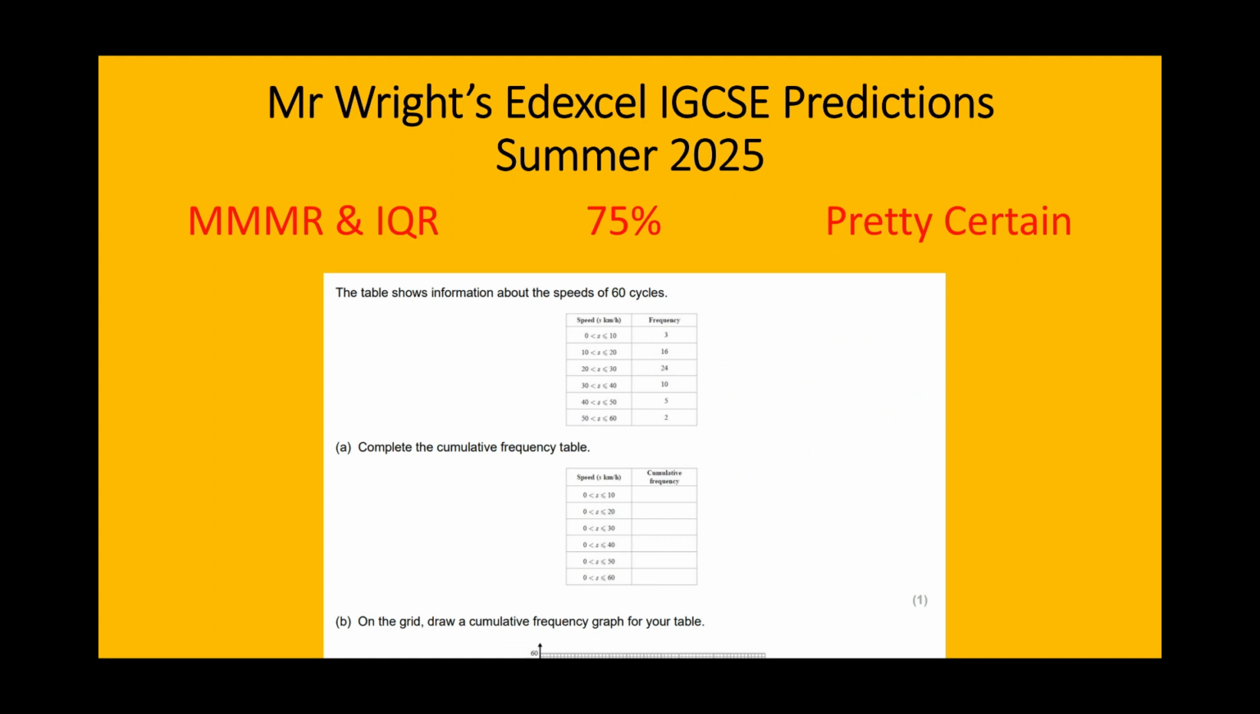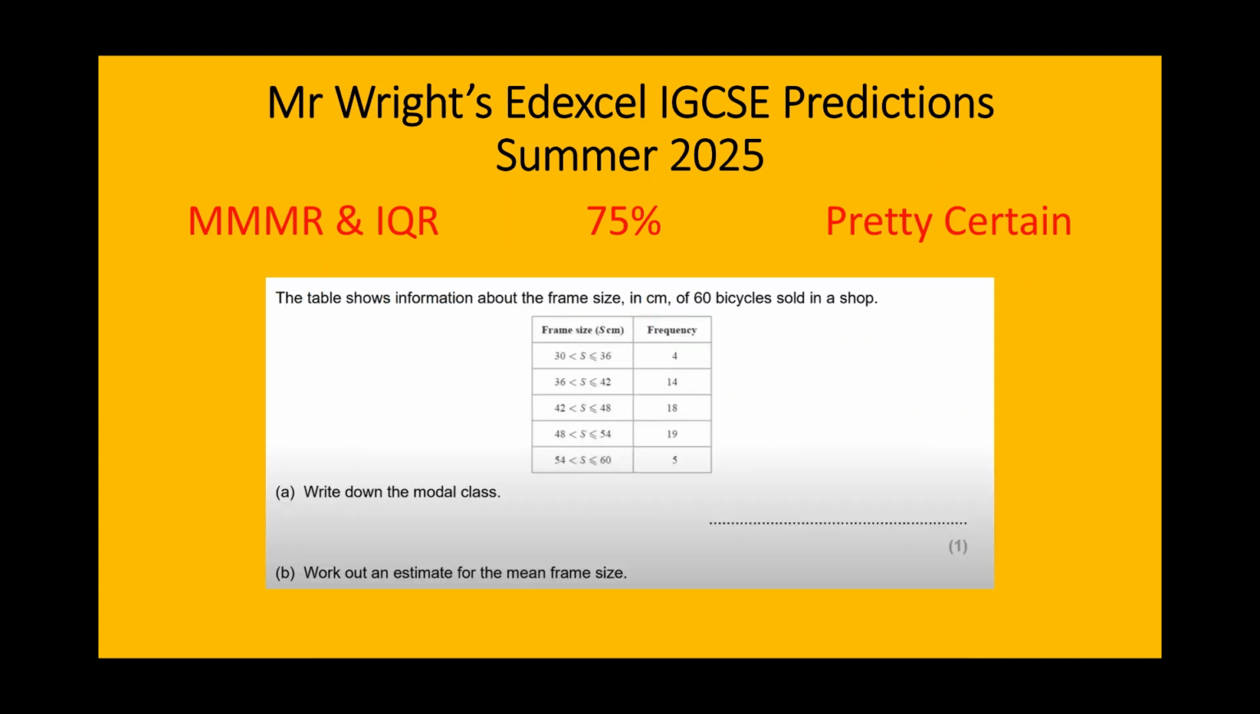Mean, median, mode and range, and interquartile range. Well, this comes up 75% of the time, so you need to know what you're doing. Sometimes you're asked to draw a cumulative frequency graph given the information in the question, and sometimes you're asked to analyze a table of information. Here we've got grouped data, and we're being asked to find the modal class and then the mean frame size. So sometimes, speaking off the top of my head, there'll be questions where you have to solve problems involving mean, median, mode, and range as well.